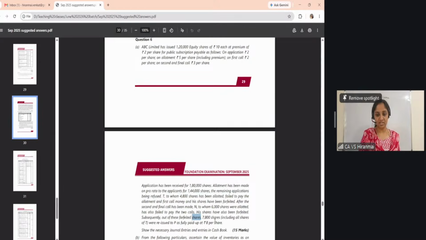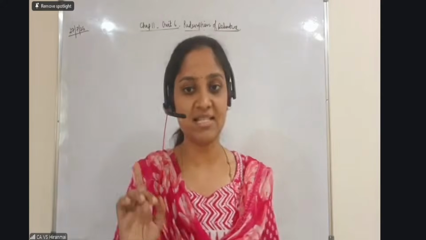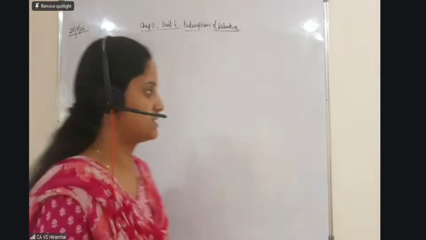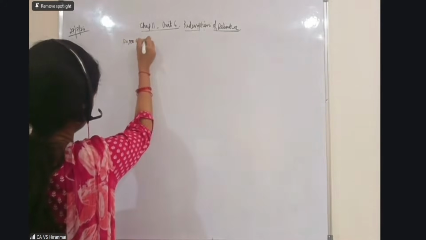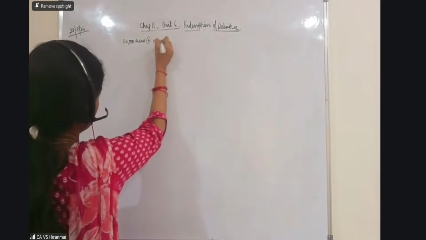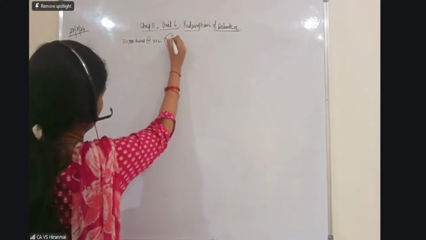Subsequently, out of the forfeited shares, that is 4,800 plus 6,000, 10,800 shares, forfeited shares were cancelled, but they have only reissued partially, 7,800, at rupees 8 per share. So in yesterday's class I told you how you have to do the question, but in today's class I am going to work this out, because it is one of the most important, very tricky questions. So you people have to understand how you are going to solve that.